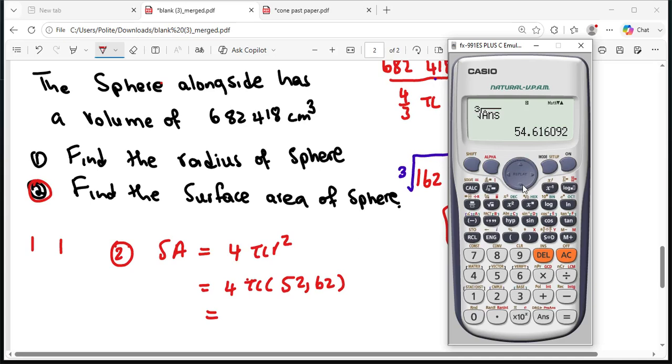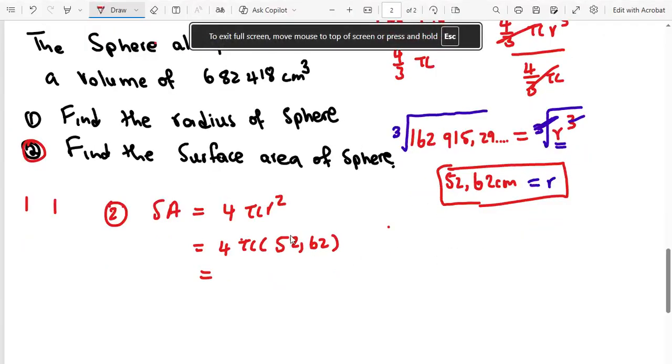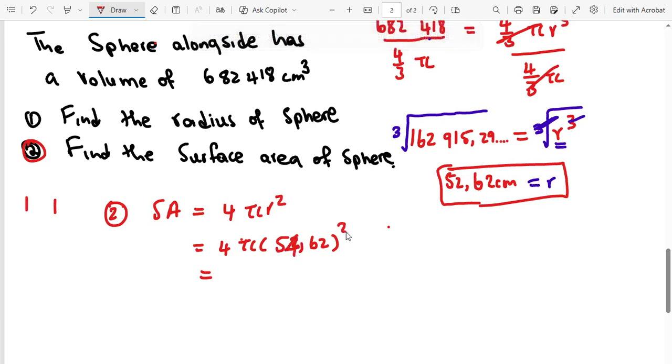These are the things that we need to pay attention to, even when you are in an exam. I'll go back and rewrite this now. This was supposed to be 4 pi times 54.62. You see, instead of saying 54, I said 52. So this should be 54. Remember, you're in an exam and you get too excited because the question is easy. That's when you start losing marks. So the answer is 37,489.81 centimeters squared. Let's go back and fix those mistakes. This is 4 and this should be squared.